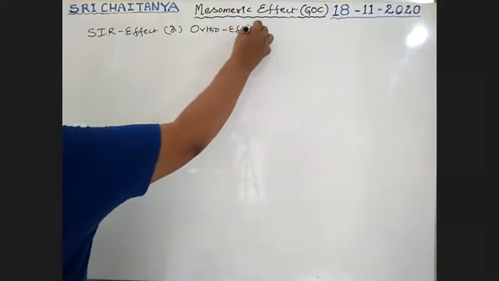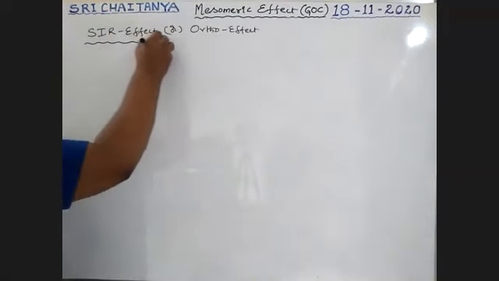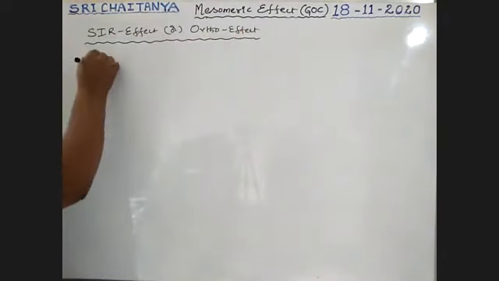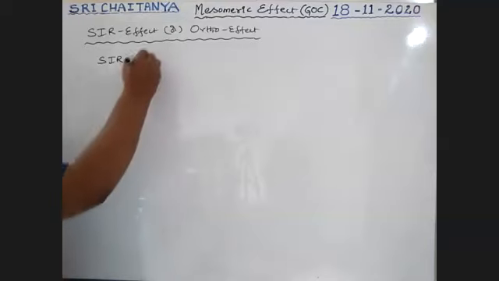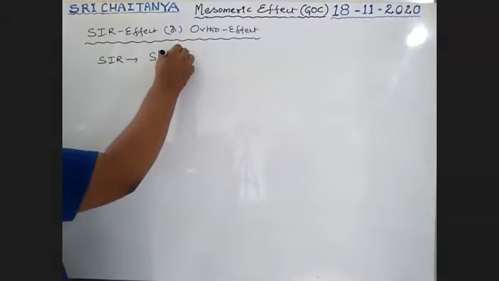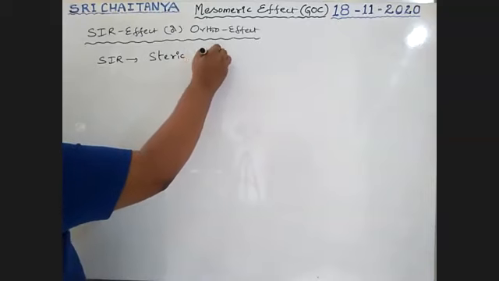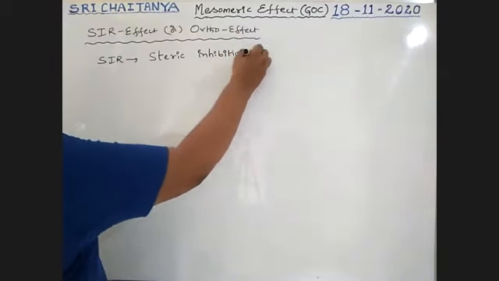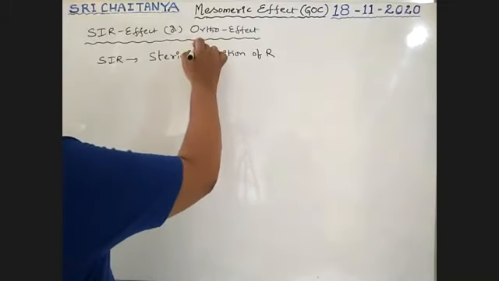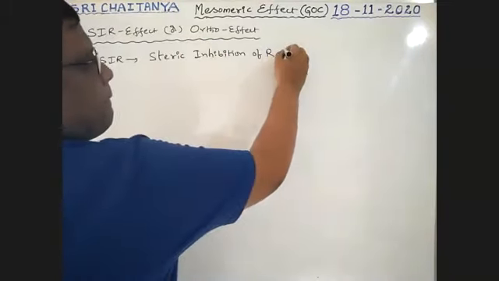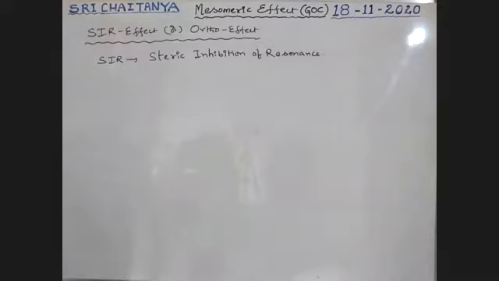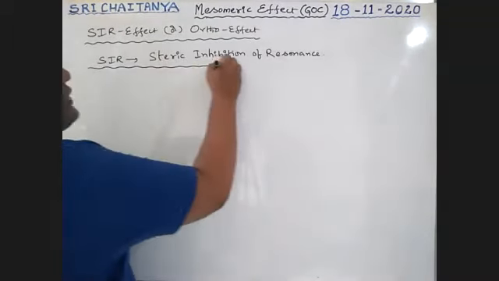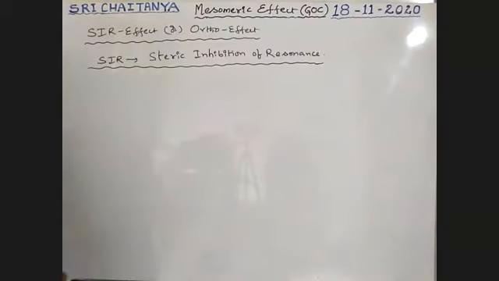Ortho effect. SIR means steric inhibition of resonance. The abbreviation for that, SIR, is steric inhibition of resonance. That is the effect, which is also considered the ortho effect. What is this steric inhibition of resonance?